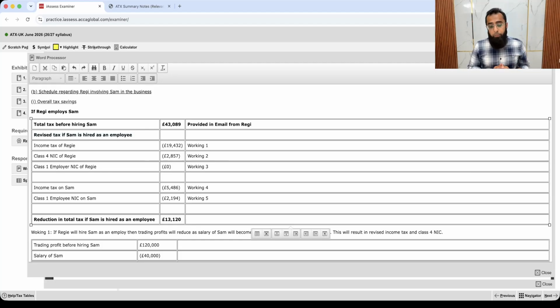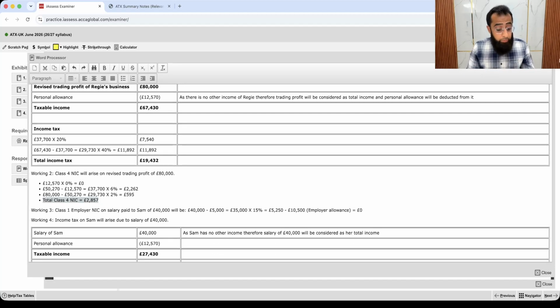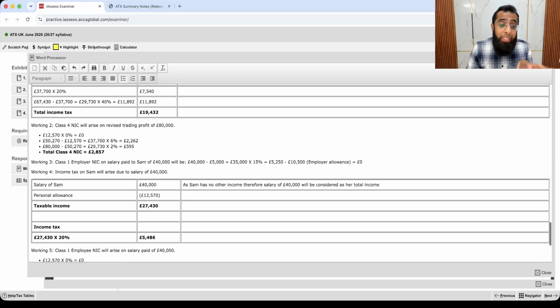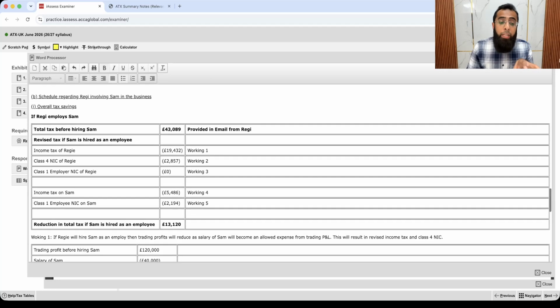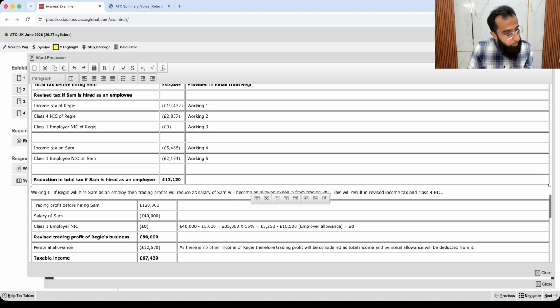Okay. See, when I talk about questions like these, the problem is not the technical working involved. The problem is how I have to present the data, and that is where students make mistakes. The only way to understand and learn this is to practice more and more complete exam papers, because only then will you understand how to deal with it in the examination. Because see, it's all about dealing with the scenario. Total tax, income tax, class 4 NIC, class 1 employer NIC, then income tax on Sam, class 1 employee NIC. The working goes in this way.